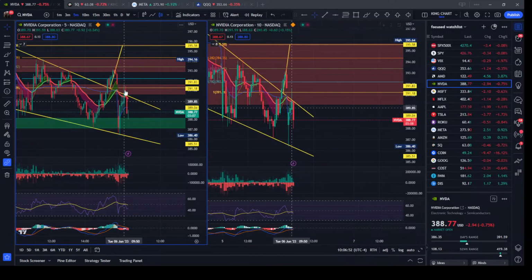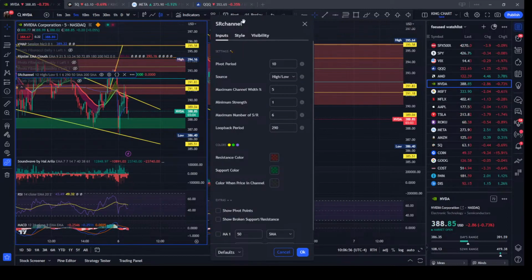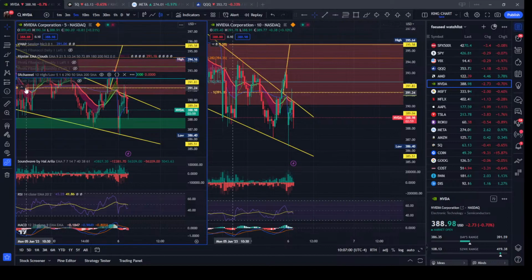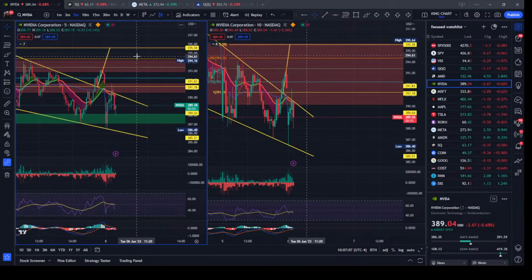If you guys are interested in how I got these supply and demand zones, it's called SR Channel. I use the default settings. They're really good. It gives you supply and demand zones for all tickers: SPY, Qs, even crypto, if you're interested in that.